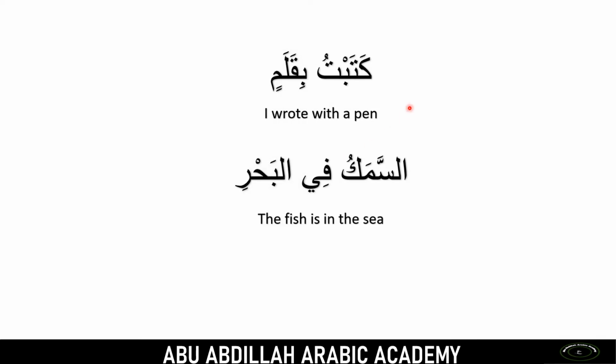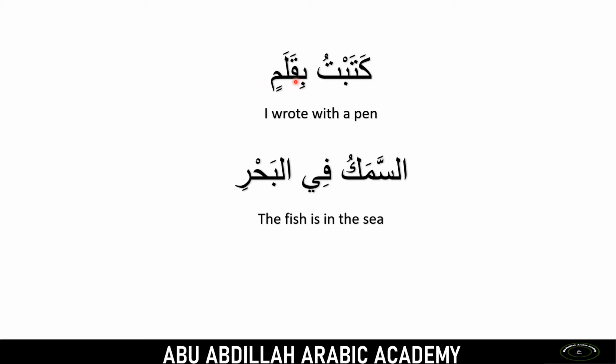So here I have some examples. Katabtu bi qalamin. Kataba yaktubu means to write, and katabtu meaning I wrote. And what did I write with? I wrote with a pen. So bi qalamin. Here ba is huruf jar, and this was originally qalamun. Now qalamun, because we add huruf jar on it, becomes bi qalamin. So we have the jar which is huruf jar ba, and then the majroor which is this ism qalamin, and jar and majroor become a shibhu jumla or a pseudo sentence, and in this case they are mutallaq with the verb which is kataba. So then you would say katabtu bi qalamin.